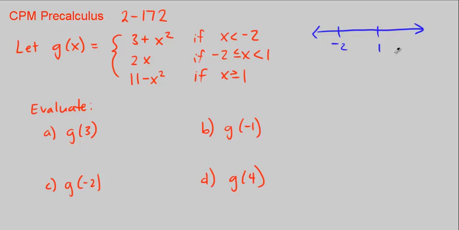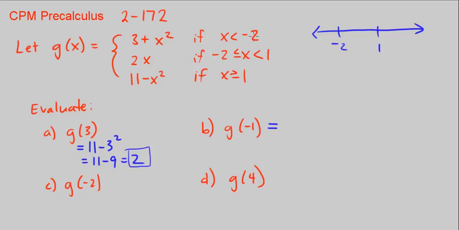Okay, so since 3 is over here, that means 3 is greater than or equal to 1, so we use this equation. Okay, using that equation means to plug in 3 into that x. So it's 11 minus 3 squared, which is 11 minus 9, which is 2. Okay, so that's how you evaluate g of 3. You get 2.